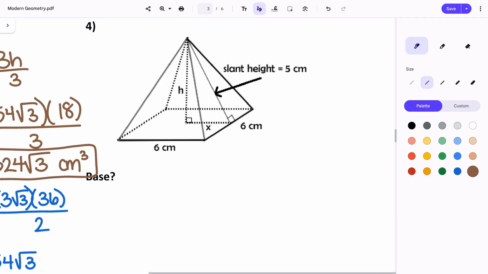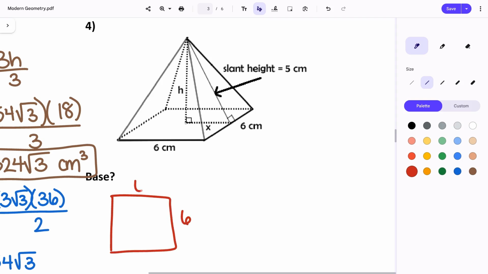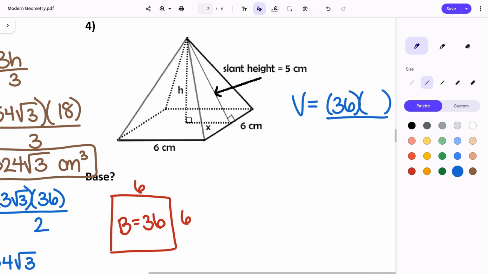On number 4, what shape is your base? A square. It's a 6 by 6 square. So what's the area of this square here? 36. Okay, so that's my B. Now remember, for volume, it's that base, which is 36, times the height, which I don't know right now, divided by 3. I'm not given the height on number 4.